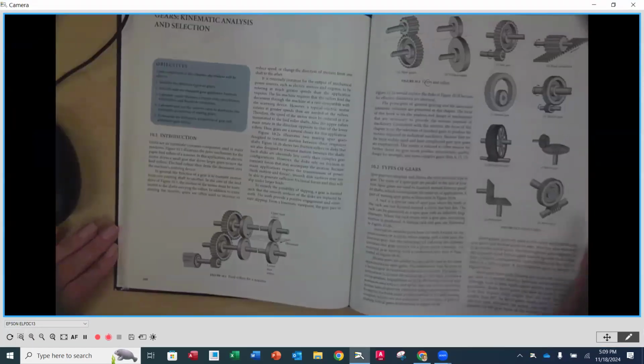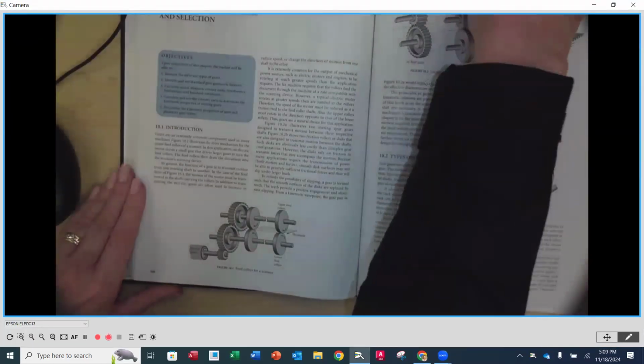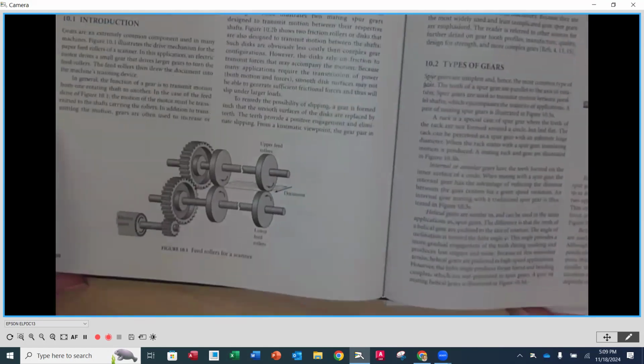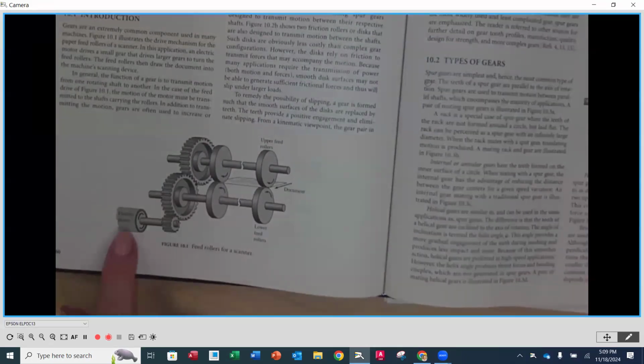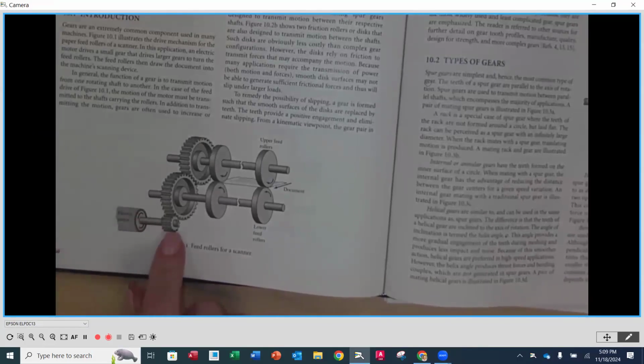On the first page of our chapter, down at the bottom here, kind of shows a nice little example of a simple gear drive. And this is a gear drive for a scanner or a printer. And you'll notice that there's an electric motor coming in. And attached to the shaft, on the end of that shaft, this is our first gear, okay?